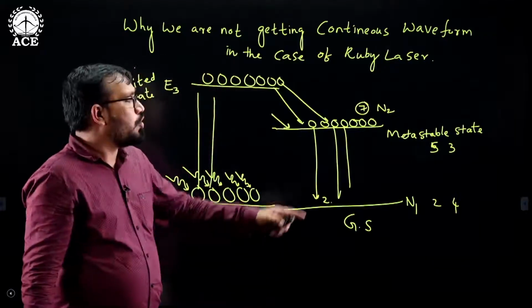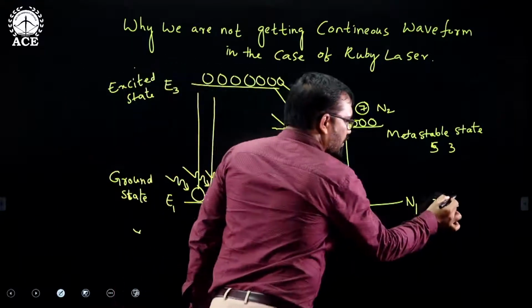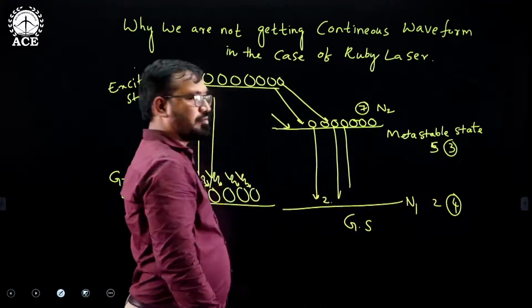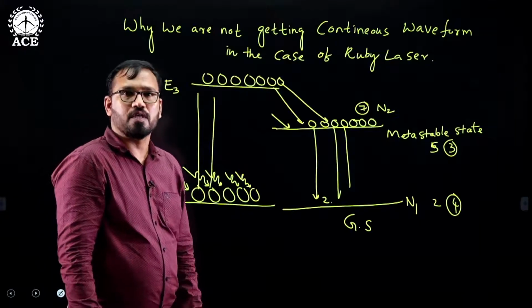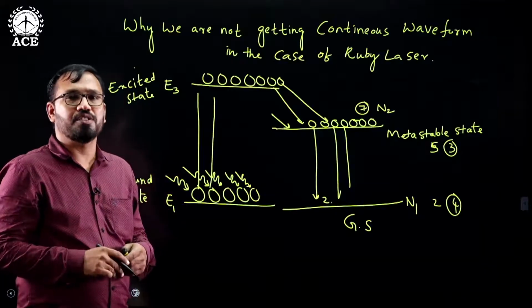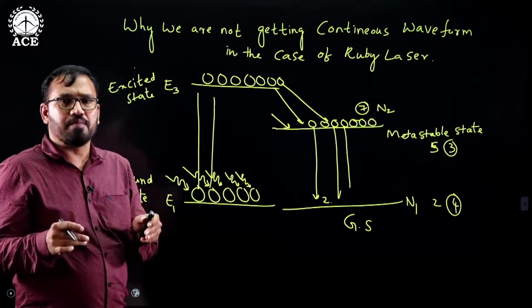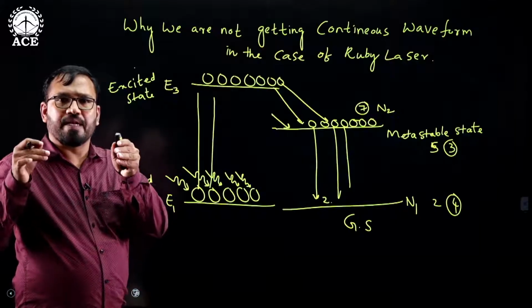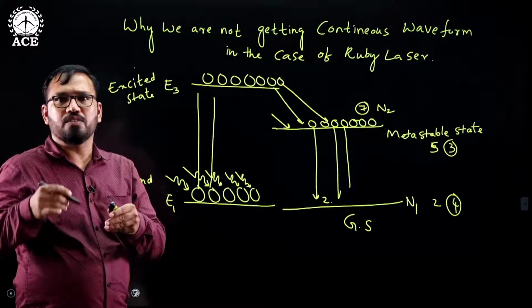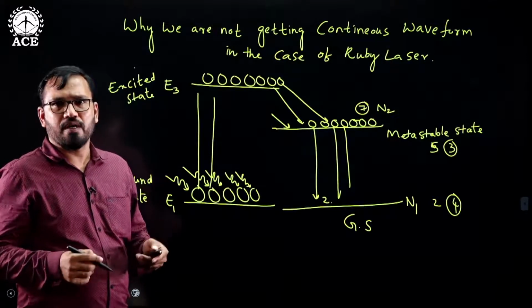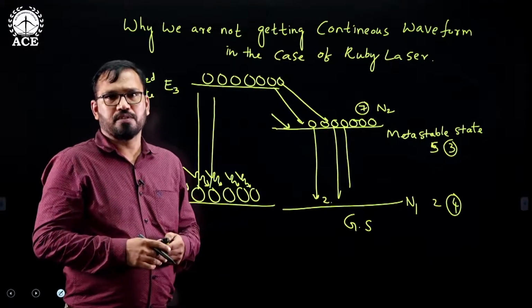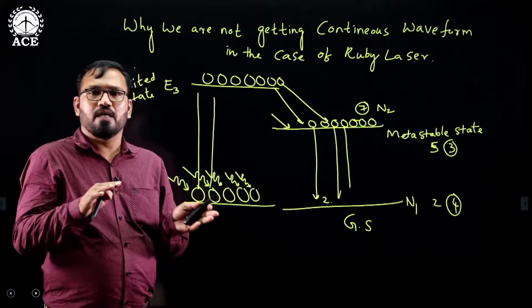That means the lower energy level has more atoms. Lower energy is having more atoms, higher energy is having only 3 atoms. So you lost the condition called population inversion. Every time atoms de-excite from the metastable state to the ground state, they lose their numbers, and we lose the population inversion condition. Whenever it loses the population inversion condition, what happens? Laser emission stops.